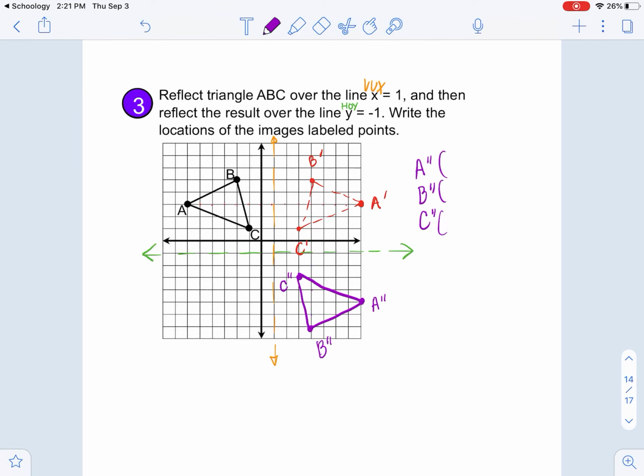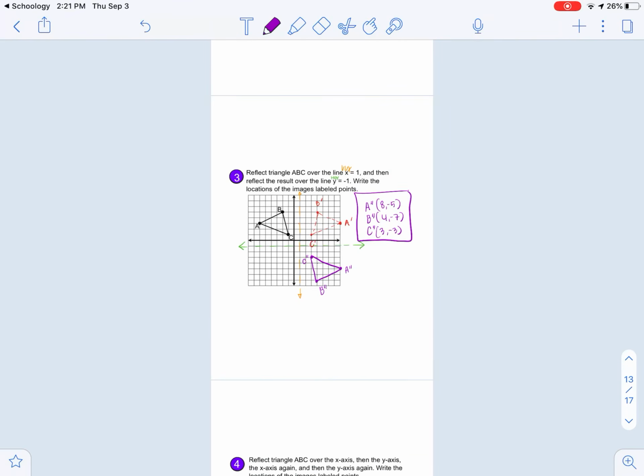All right, writing the location of my new points. A double prime is right 8 and down 5. B double prime is right 4 and down 7. And C double prime is right 3 and down 3. And there's my image's points.